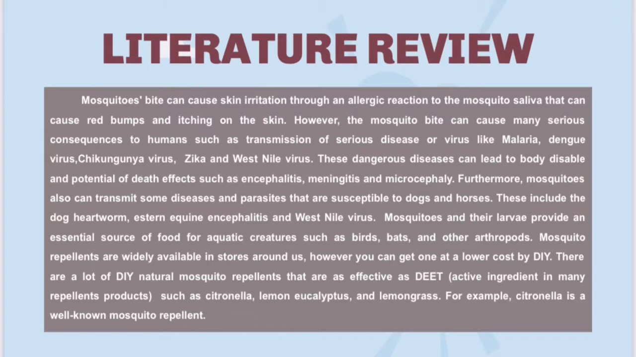Mosquito repellents are widely available in stores around us. However, you can get one at a lower cost by DIY. There are a lot of DIY natural mosquito repellents that are as effective as DEET, the active ingredient in many repellent products, such as citronella, lemon eucalyptus, and lemongrass. For example, citronella is a well-known mosquito repellent.